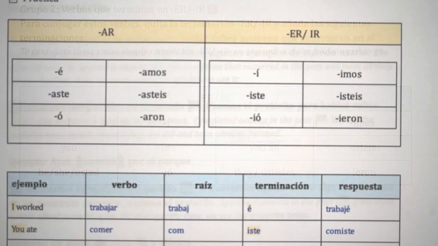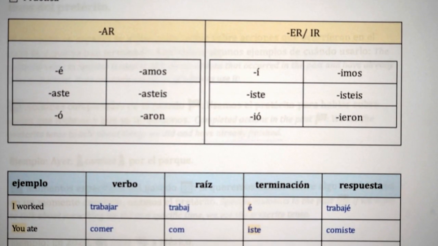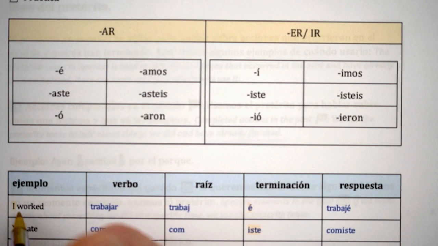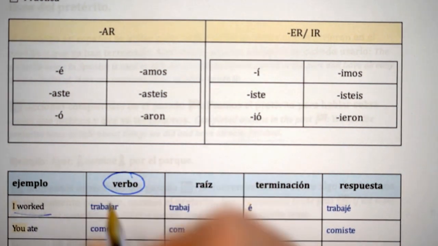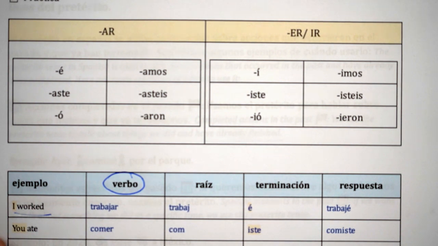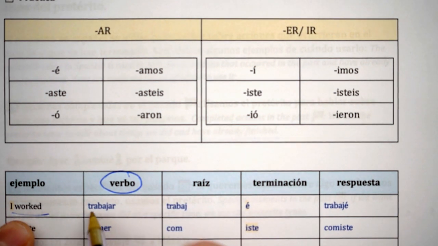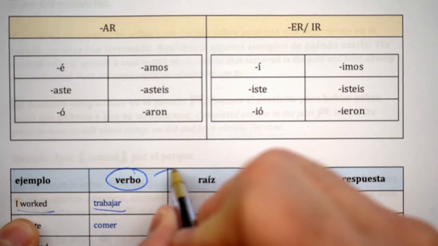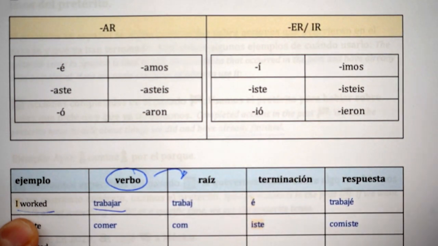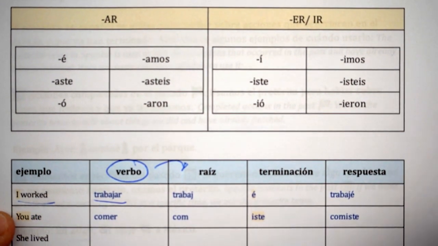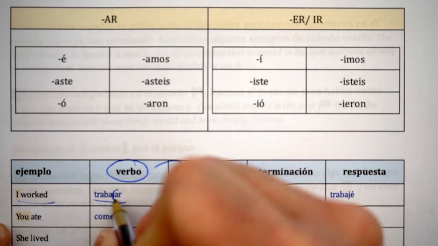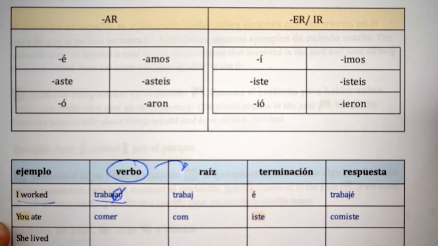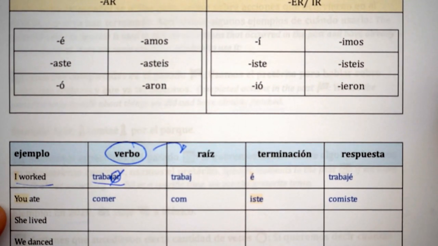Here, I give you the opportunity to practice with some examples. As I said before, just focus on translating the verb, find the stem, la raíz, that's what you have left once you take off the ending, and then add the ending that corresponds to the AR or ER-IR section.